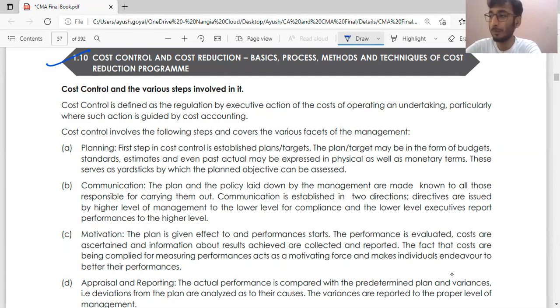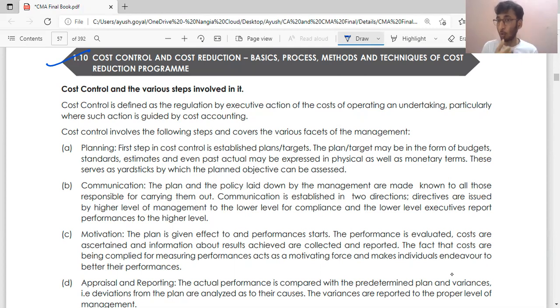What if I give you some examples of cost control? Standard costing can be an example. Budgeting can be an example. Now, what do we do in budgeting? We prepare a budget saying that for the full year, we are expecting this much amount of cost to be incurred throughout the period. And our target is that during the period, we should not incur a cost more than that. So it is a way to control the cost.